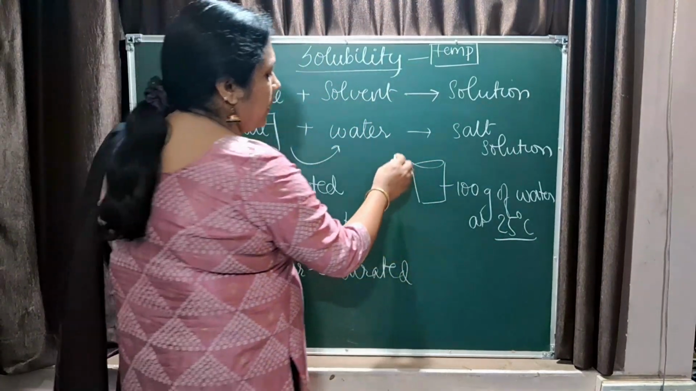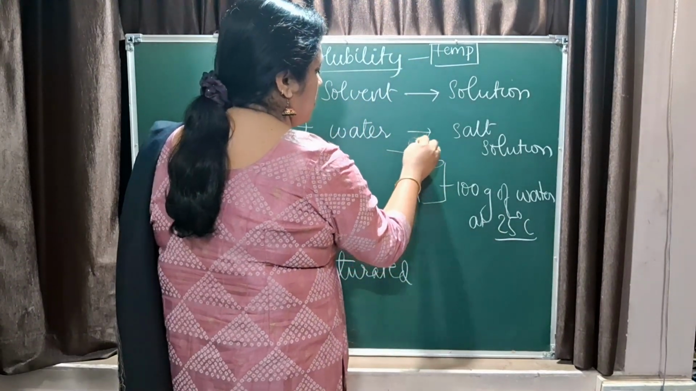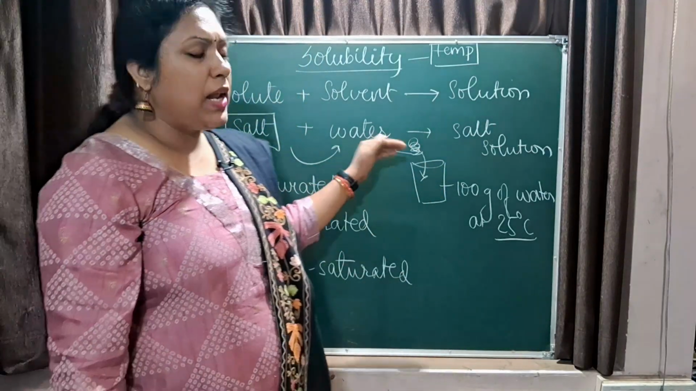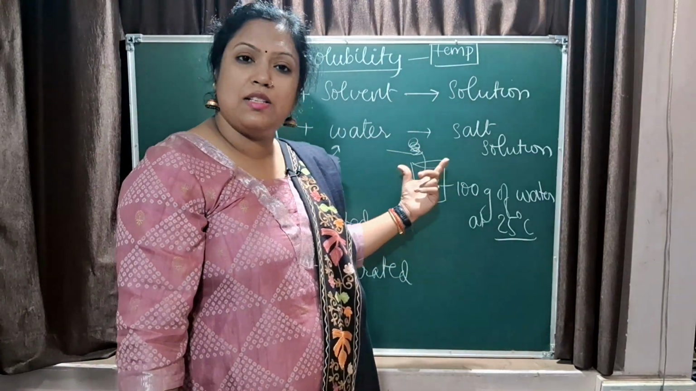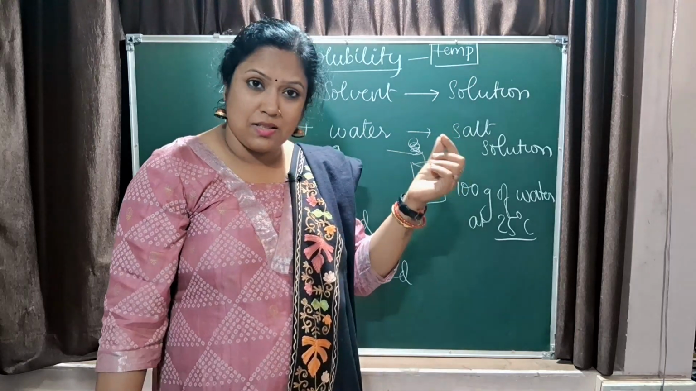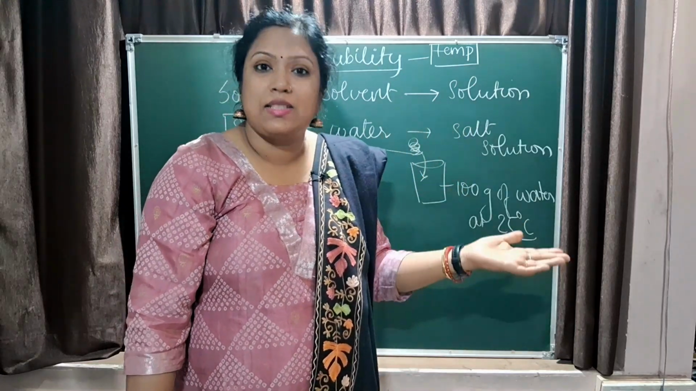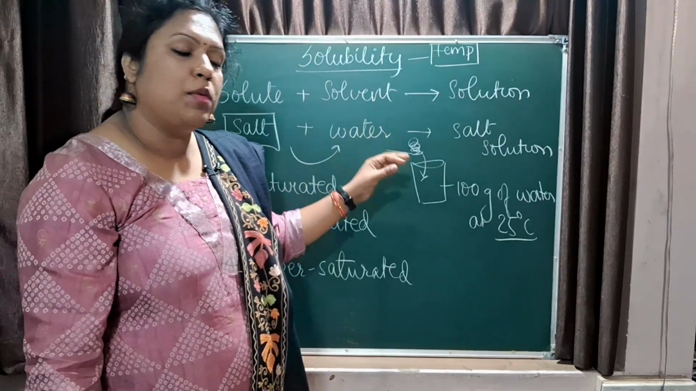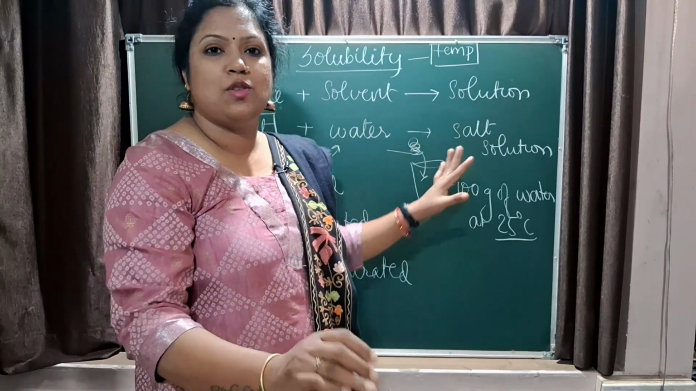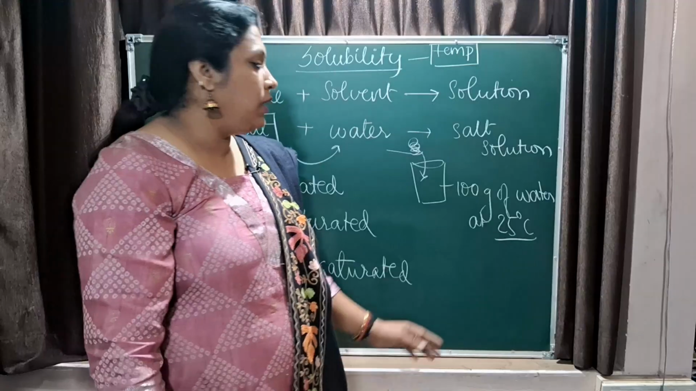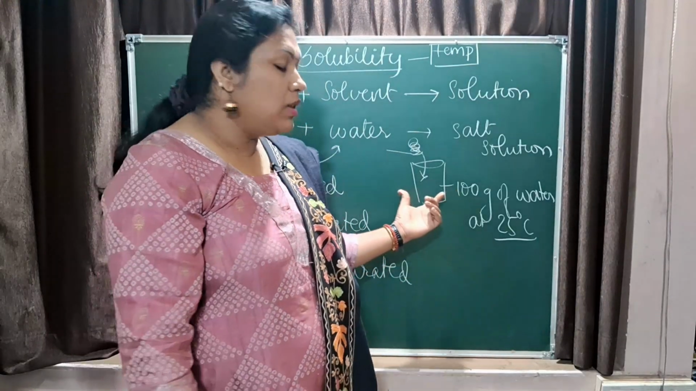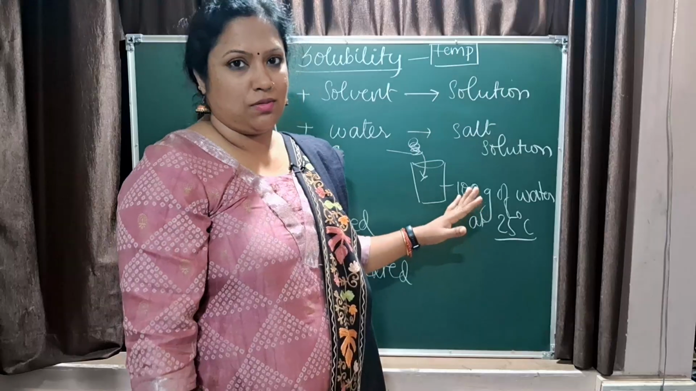I have added 1 tablespoon of sugar and it dissolves completely. So I'll keep on adding sugar till the time it gets dissolved, before the settling starts. So when the settling starts, just before that moment, it is considered to be a saturated solution. Now tell me, if I increase the temperature, what will happen? The saturation will get over.